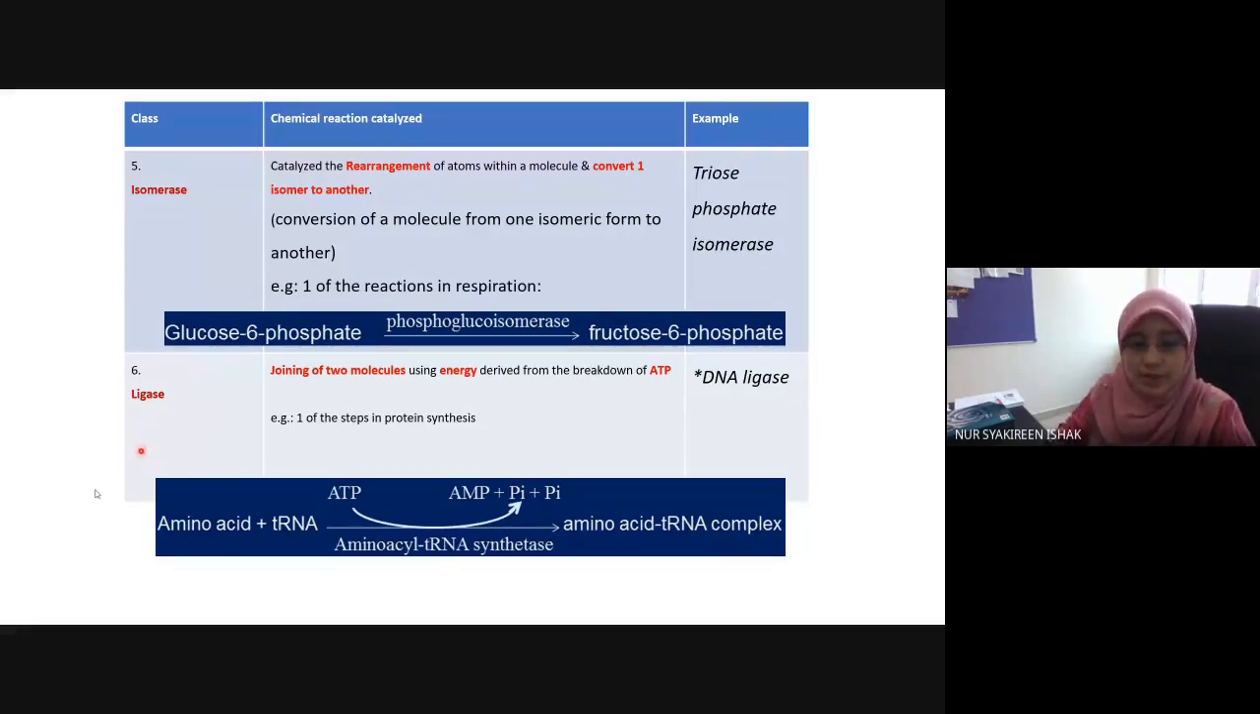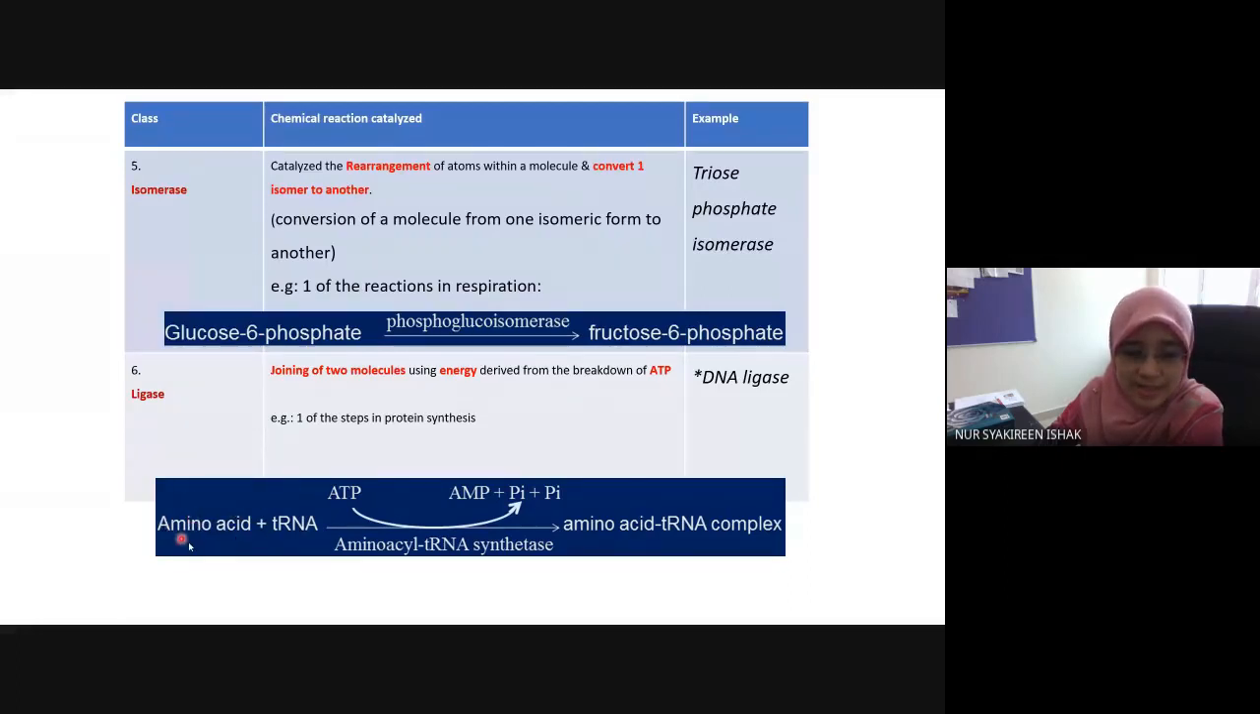Okay, so this one, this reaction shows you one of the step in protein synthesis. Okay, so in order to synthesize protein, okay, so protein, the monomers are amino acids. Okay, the monomers of protein are amino acids. So in the synthesis of protein, you will need this RNA molecule, which is tRNA, transfer RNA. What is the function of tRNA? It is to bring specific amino acid to the ribosome to synthesize the protein. Okay, so in order for the tRNA to bring amino acid to the ribosome, you have to attach amino acid to the tRNA.